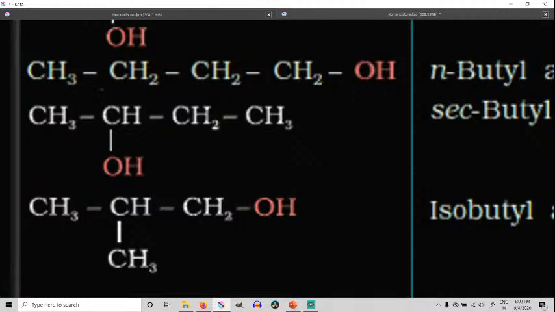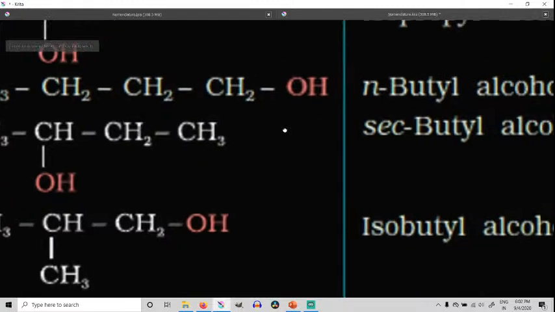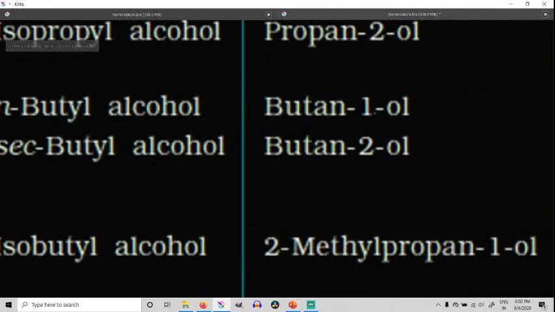In that case we can say 1, 2, 3, 4. The root word for 4 carbon atoms will be but. Since there is a single bond between the carbon atoms, so AN should be there. And since on the first carbon atom OH is attached, we should attach dash 1 ol. Ol is always attached as a suffix, right? Understood? So as a suffix it means alcohol. So we can see its name should be butane dash 1 dash ol.